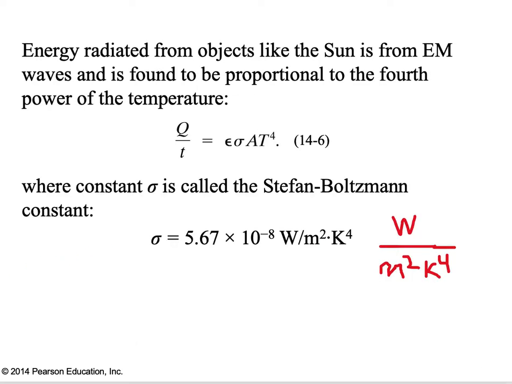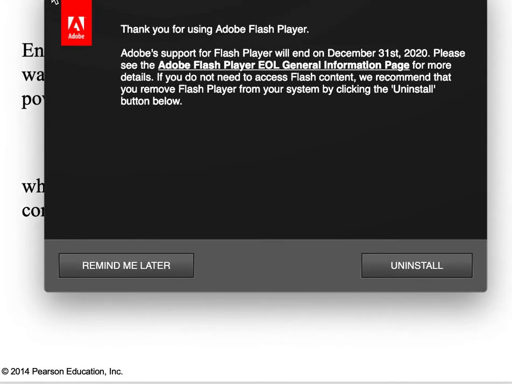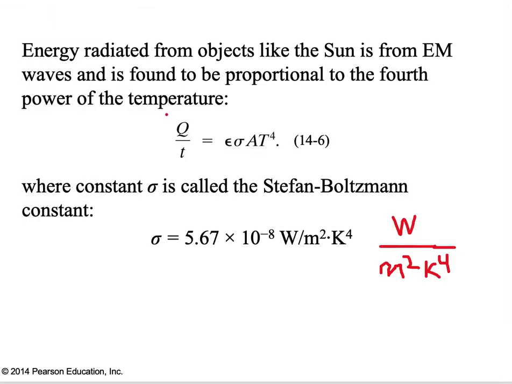Energy radiated from objects like the sun is from electromagnetic waves and is found to be proportional to the fourth power of temperature. Our equation that we use for radiation transport and the heat energy is Q over t equals the emissivity multiplied by the Stefan-Boltzmann constant multiplied by the area multiplied by the temperature to the fourth power.